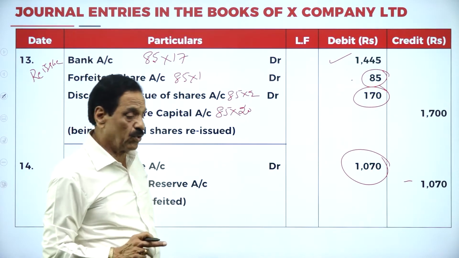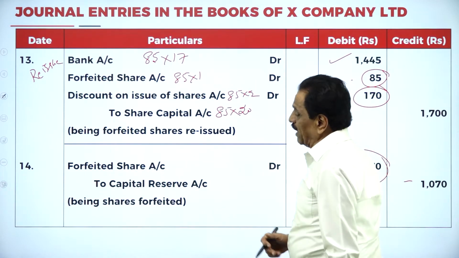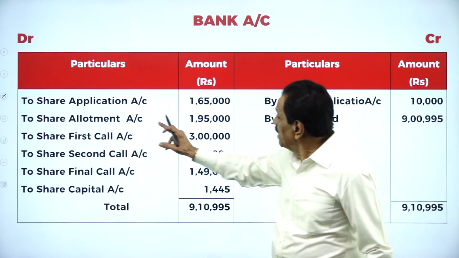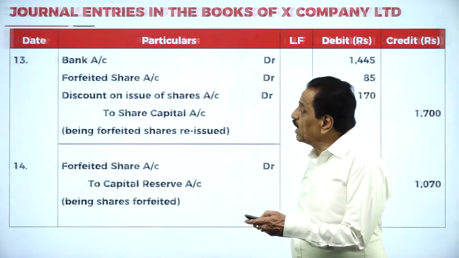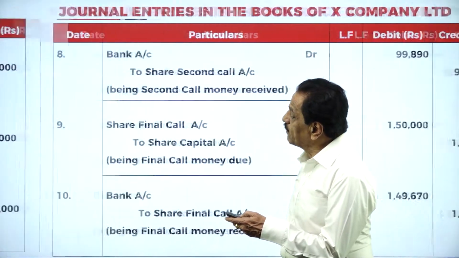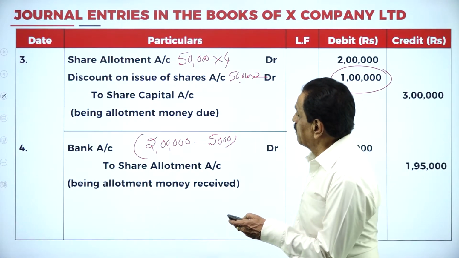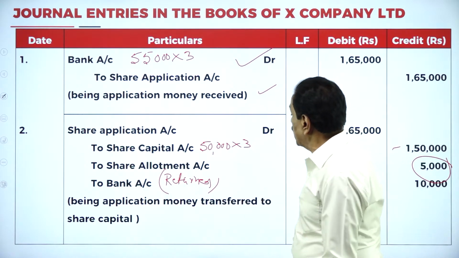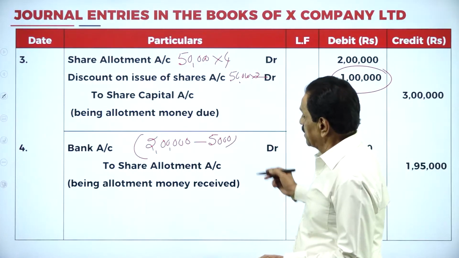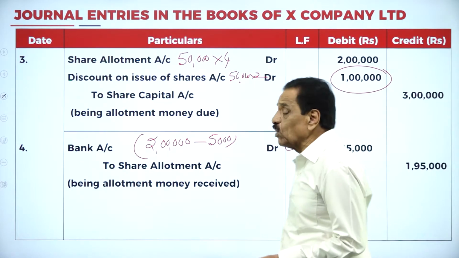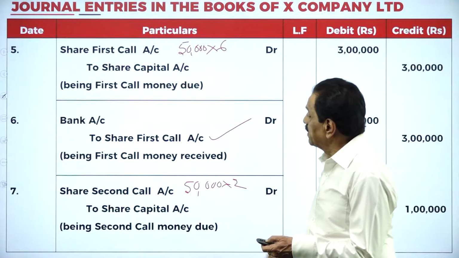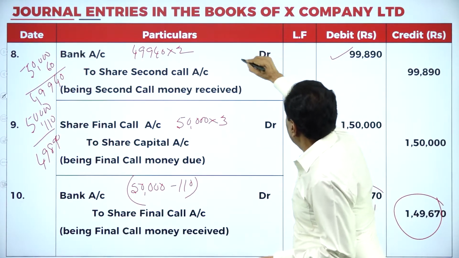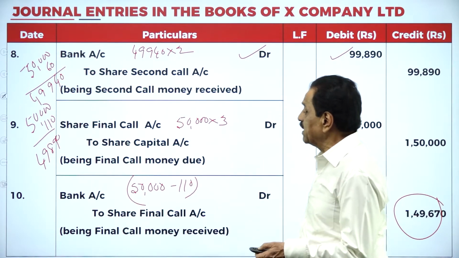Forfeited, not reissued. Then before preparing the balance sheet, you have to prepare the bank account. I'm going to show. Only bank you look after from the beginning. Here, how much money did you receive? 1,65,000 in application. Then 1,95,000 in allotment. Then 3 lakh in the first call. Then 99,890 in the second call.